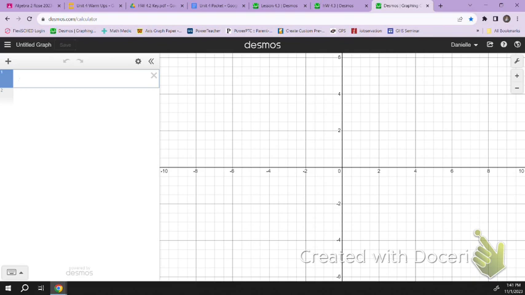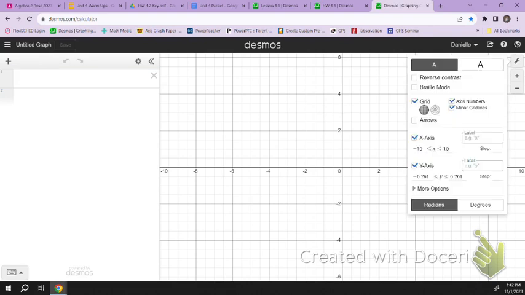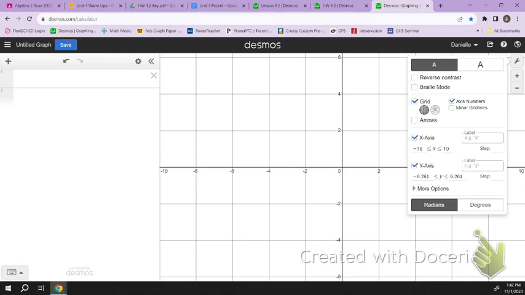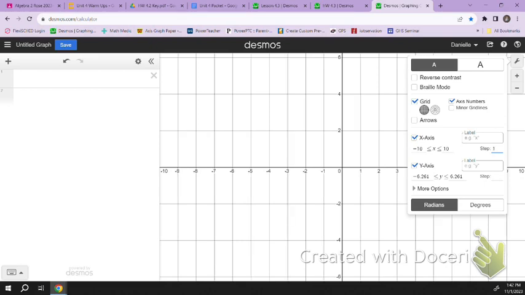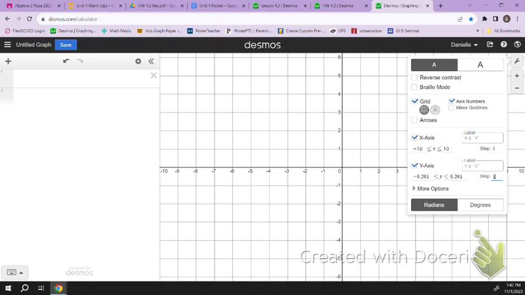Are we all here now? Click this gear button. We're going to change some things. We're not going to do minor grid lines. That's too much. Unclick minor grid lines. When it says step on the x-axis, can you put 1? It says step on the y-axis, can you put 1? And now I get nice grid marks. Do you see that? The nice 1x1 grids that you all love.